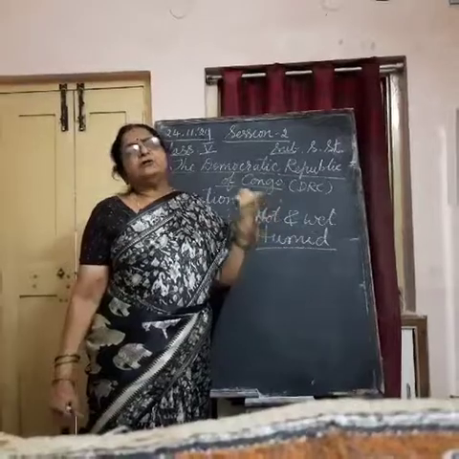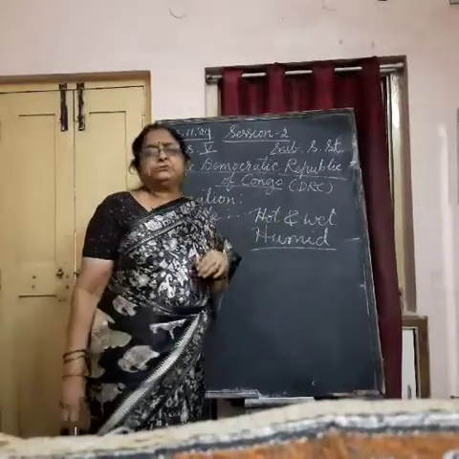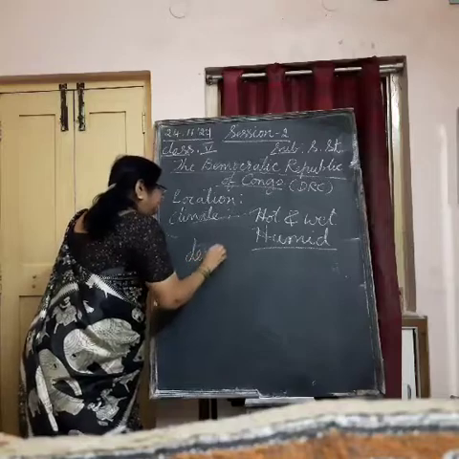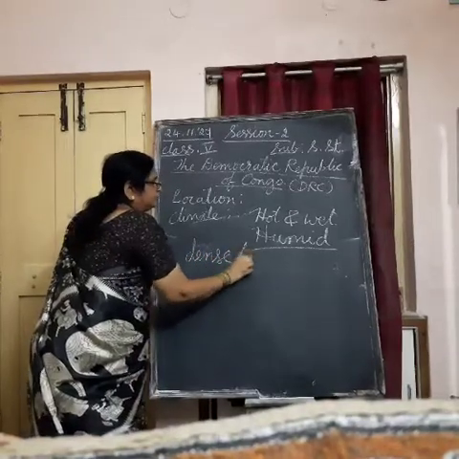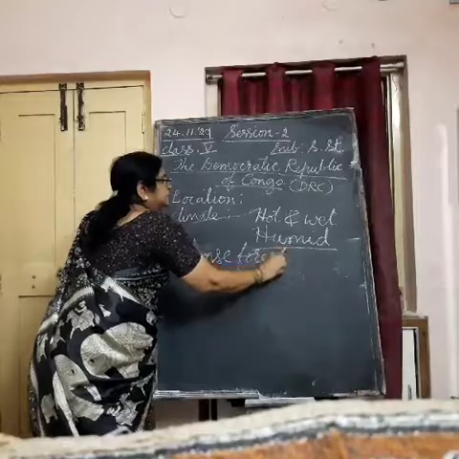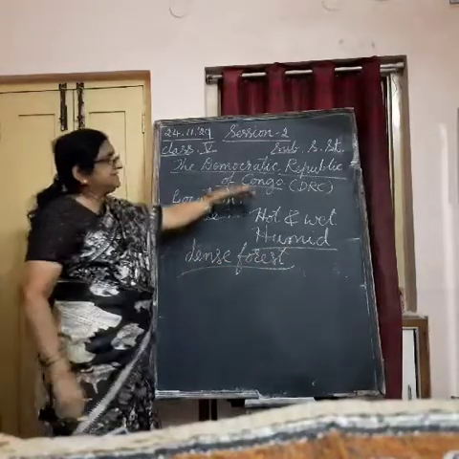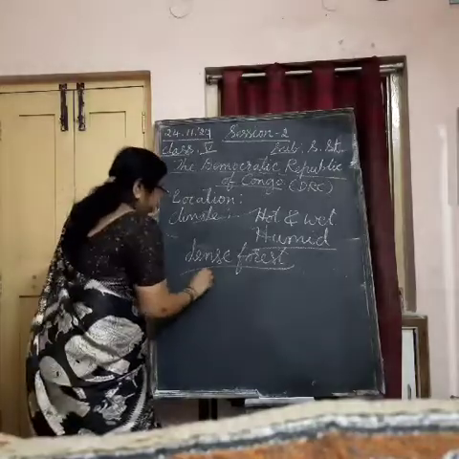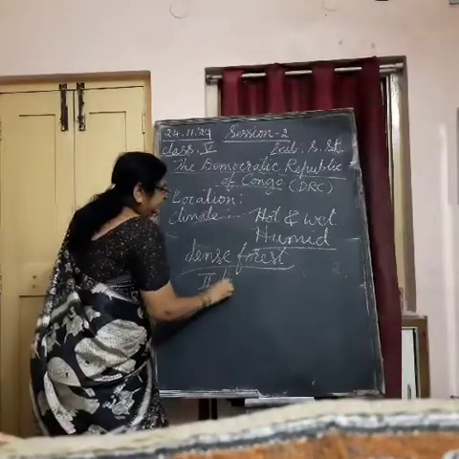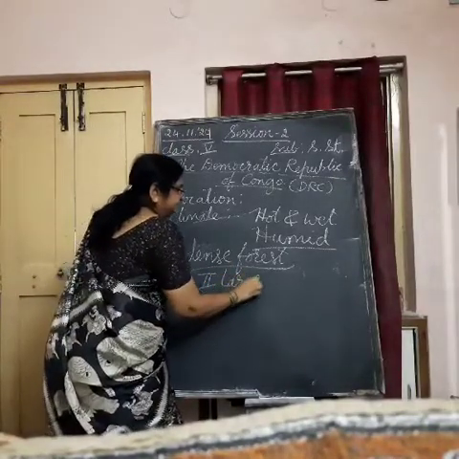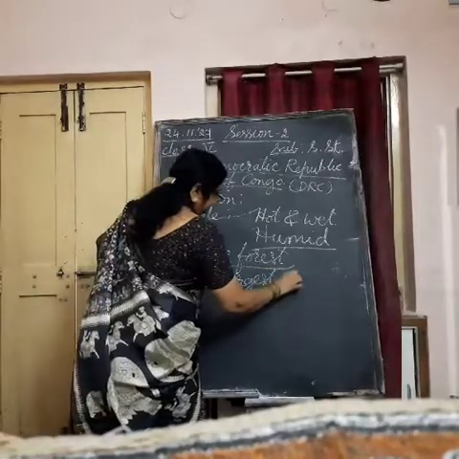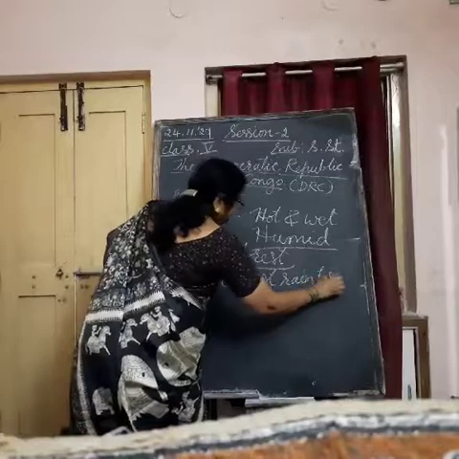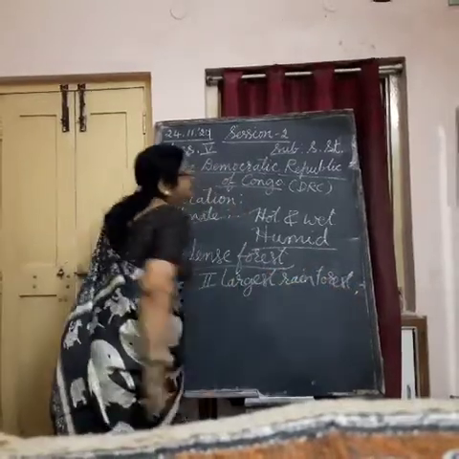This climate, hot, wet and humid, is very suitable for growing dense forests. Dense means very thick forests grow here. Understand? That's why DRC has the world's second largest rainforest. The world's second largest rainforest you can find in DRC.